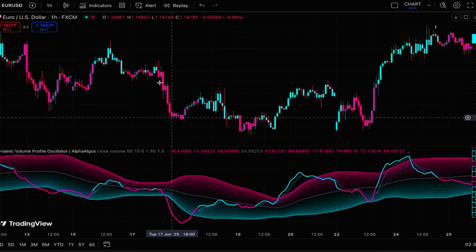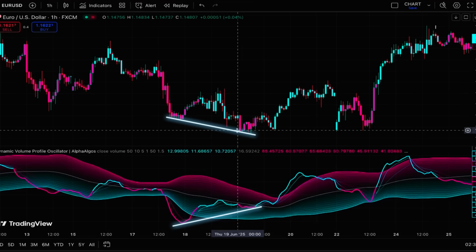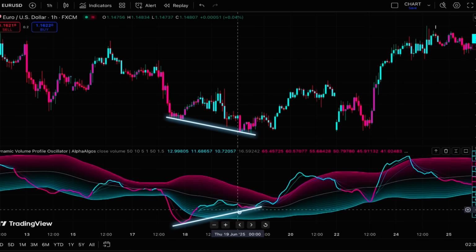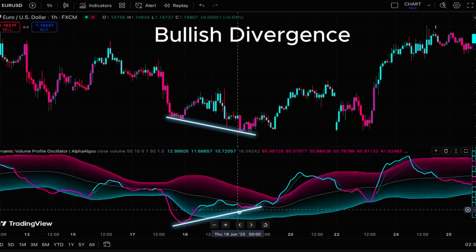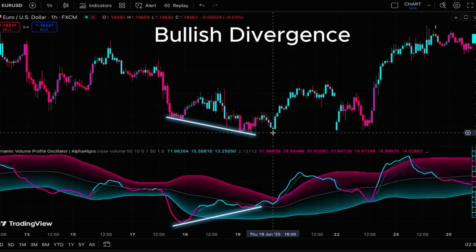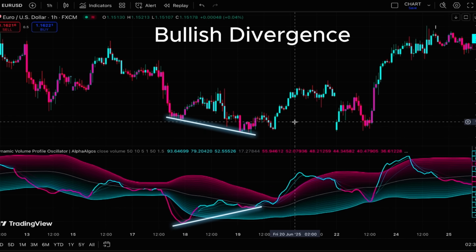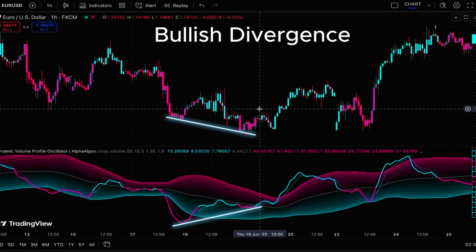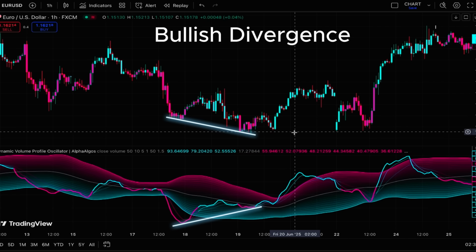On the other hand, when the price makes a lower low but the oscillator makes a higher low, this is called bullish divergence, and it tells us that the downside momentum is weakening, and the upside momentum is gaining strength, and this gives the possibility for reversal. But as I mentioned earlier, we need more confirmation, because after the divergence, we can just have a pullback and then further decline of the price.